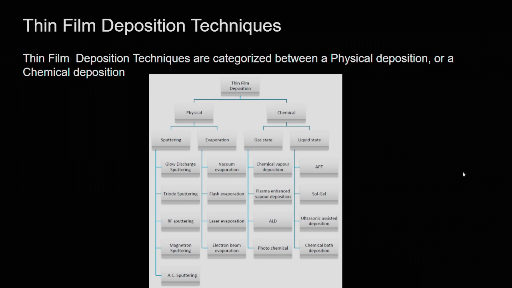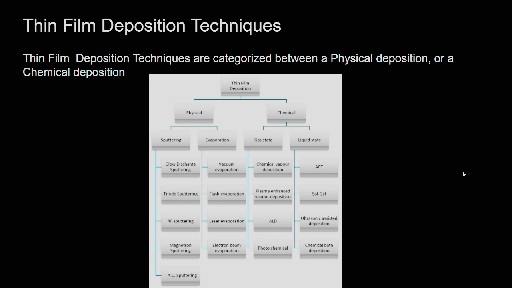So how do we create thin films? Thin films are created with different deposition techniques. These deposition techniques are categorized between a physical deposition or a chemical deposition. The difference is, for a physical deposition, the chemical composition of the material doesn't change. Basically, it's like moving a material from one place to another. However, for chemical deposition, usually a chemical reaction is necessary in order to create the desired thin film.